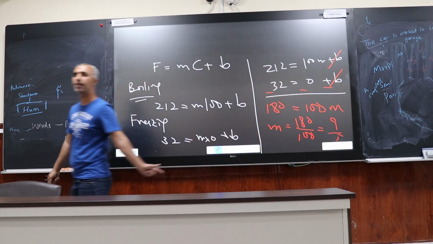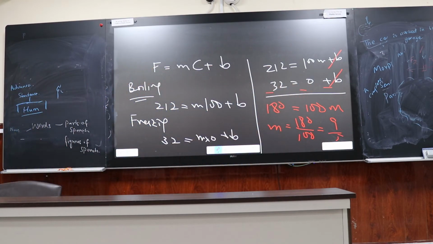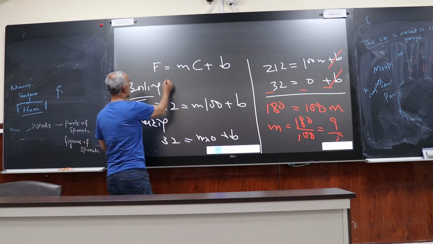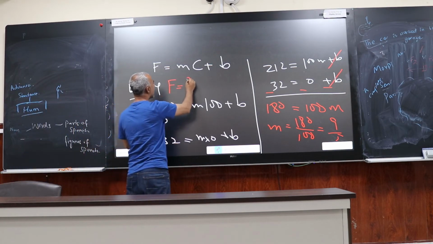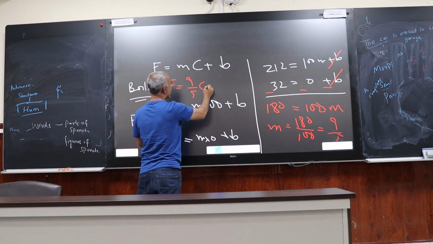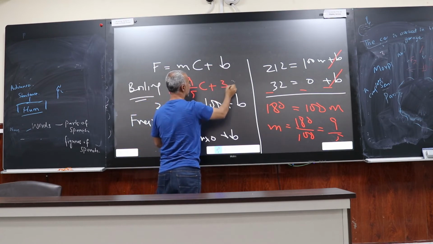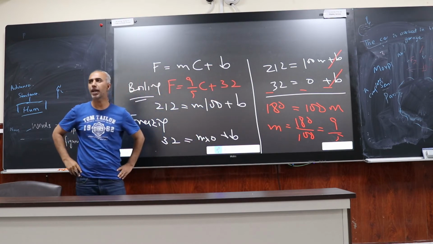The same thing. I actually want to connect this with what you learned in childhood. So you can substitute now: F = 9 over 5 C plus 32. Is it okay? Yes, sir.